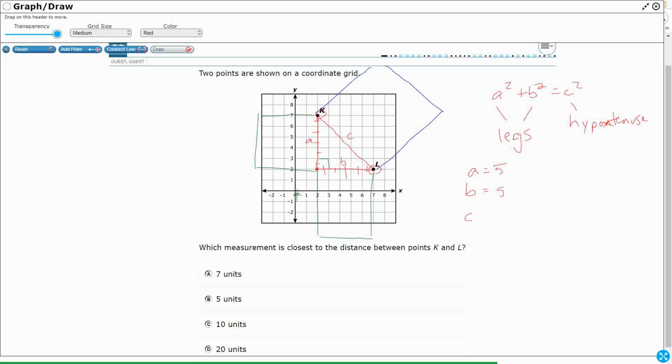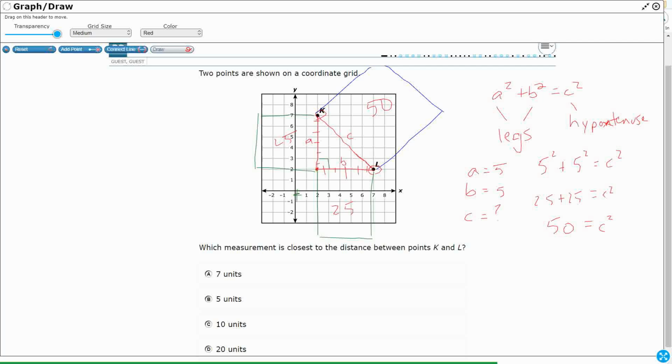So I'm looking for C equals unknown, but let's plug it in. A is 5, so 5 squared, plus B is 5, so 5 squared, equals C squared. Well, 5 squared is 25, so 25 plus 25 equals C squared. 25 and 25, that's 50. So 50 equals C squared. That means this whole square is 50, and this is 25, and that's 25.